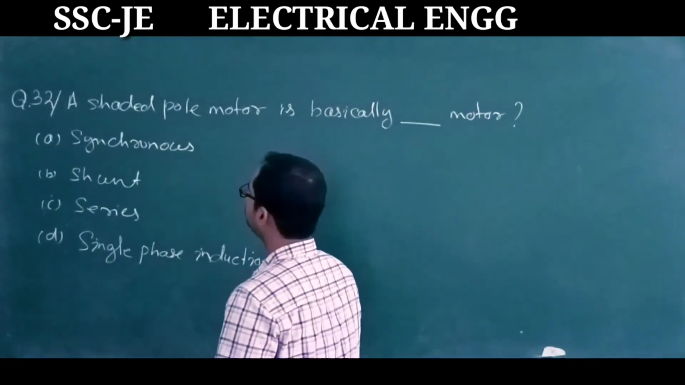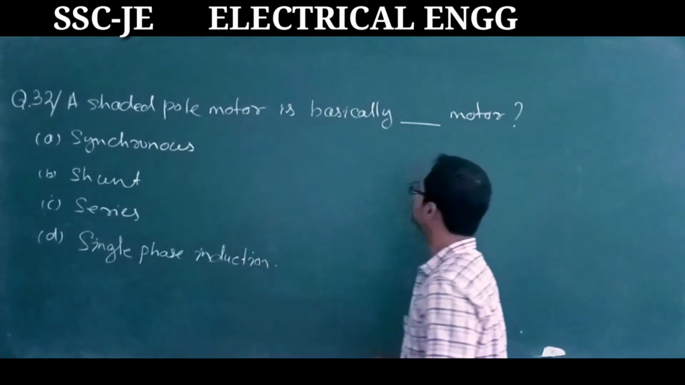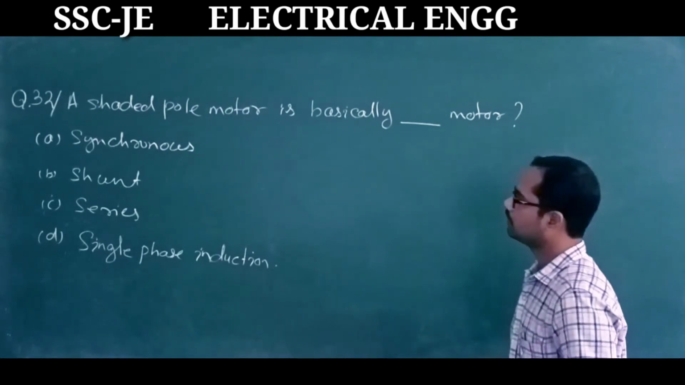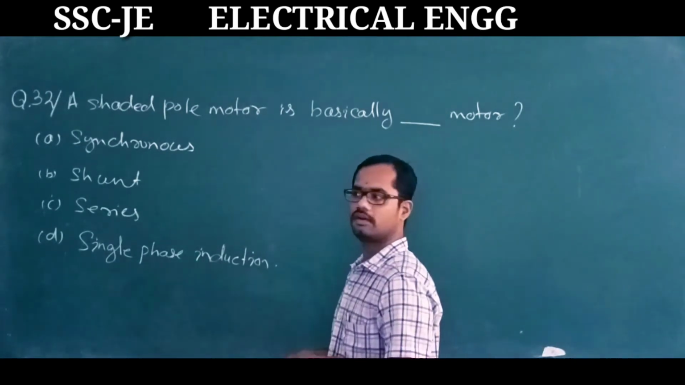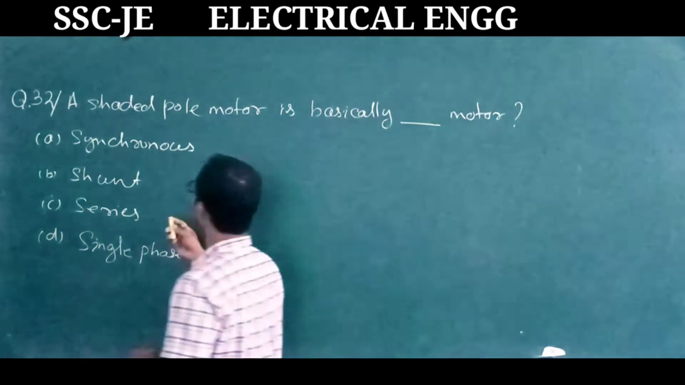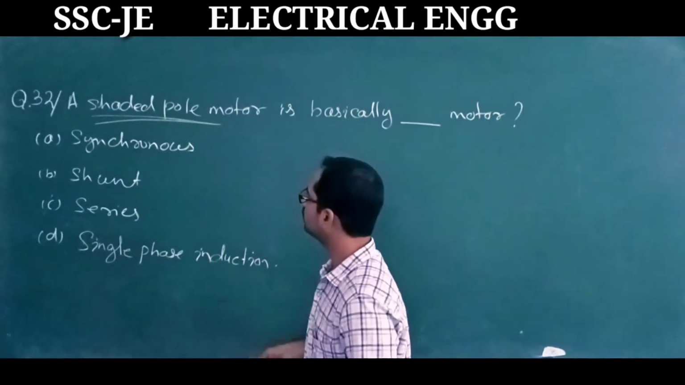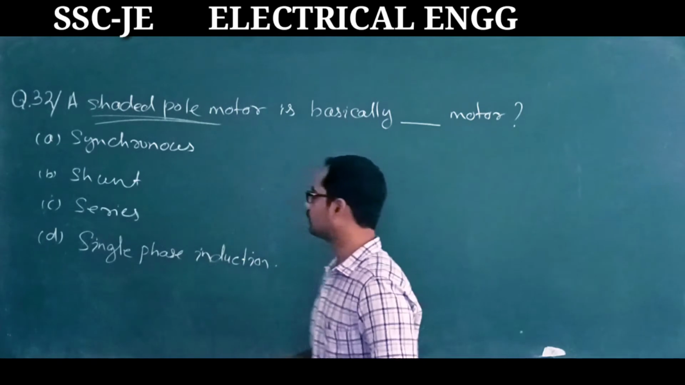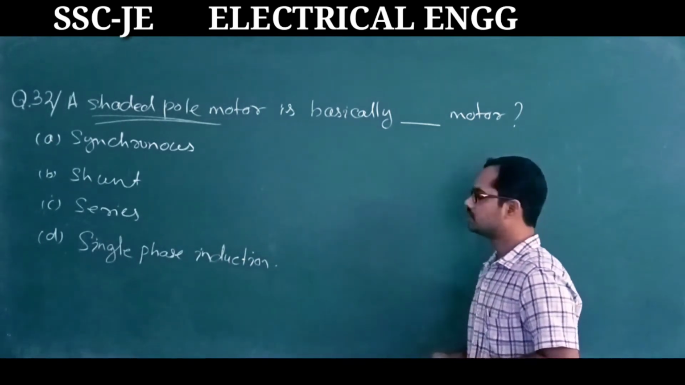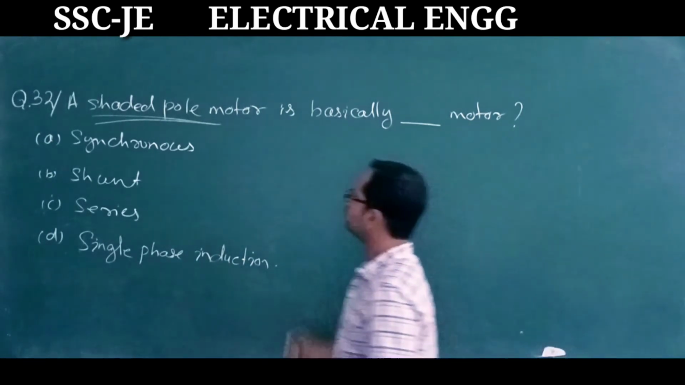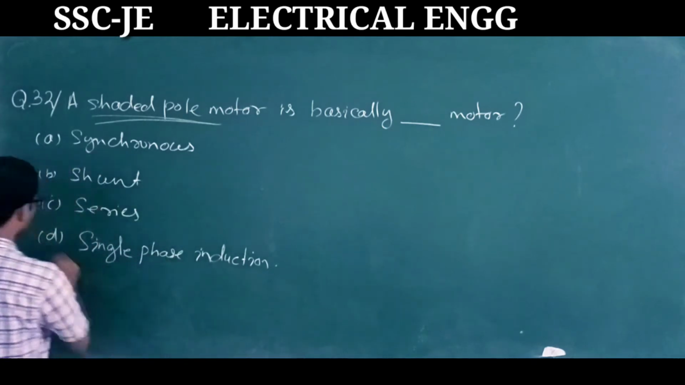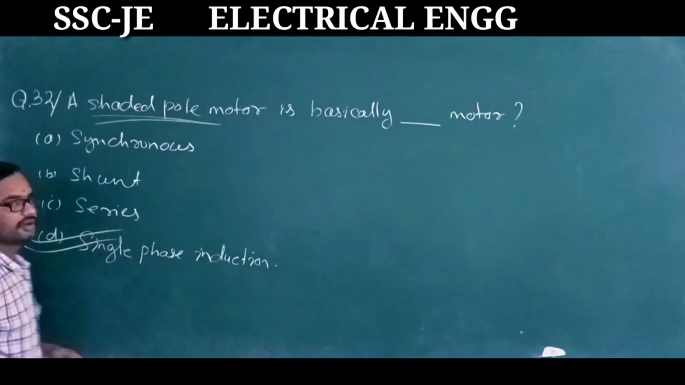Question 32. The shaded pole motor is basically a dash motor. That means it has asked here, the shaded pole motor belongs to which motor? The options are synchronous motor, shunt motor, series motor and single phase induction motor. So the shaded pole motor is basically a single phase induction motor.